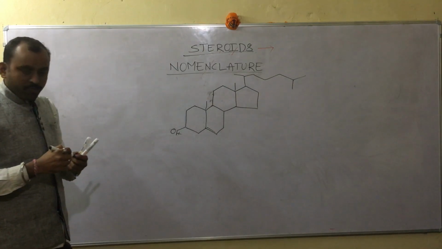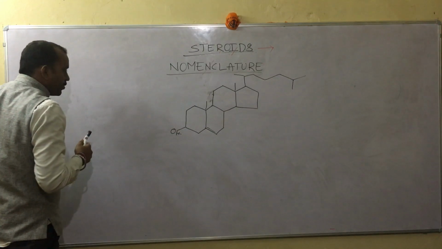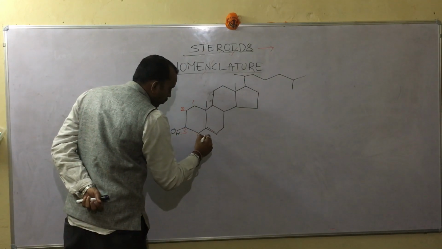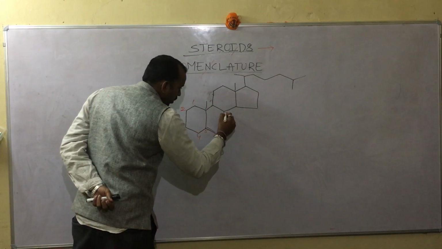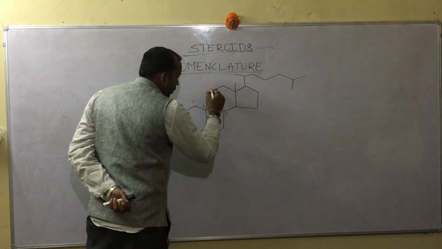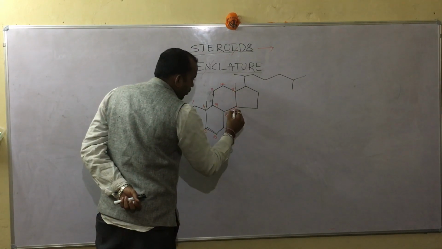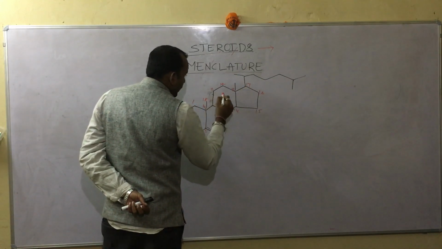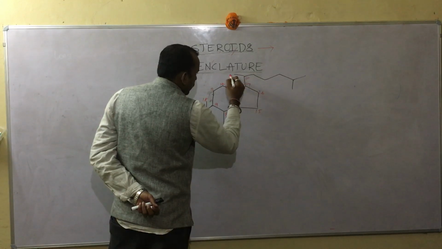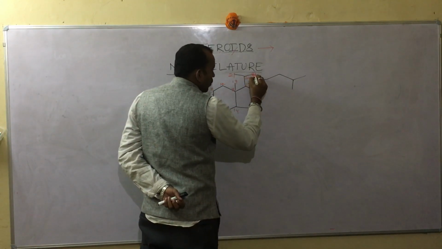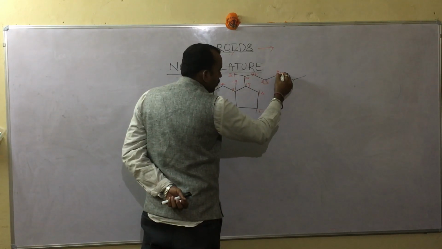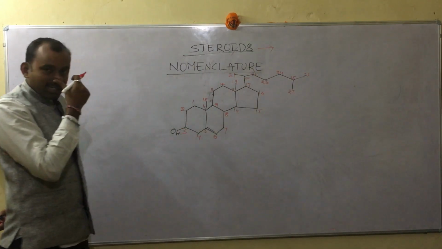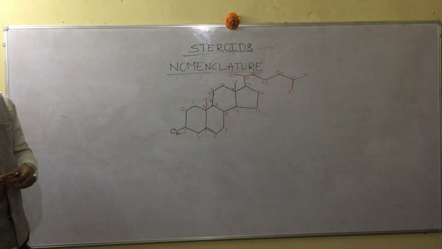Now we will see the numbering of cholesterol. What exactly does the numbering of cholesterol tell you? The numbering of cholesterol is 1, 2, 3, 4, 5, 6, 7, 8, 9, 10, 11, 12, 13, 14, 15, 16, 17, 18, 19, 20, 21, 22, 23, 24, 25, 26 and 27. So this is the numbering in cholesterol.